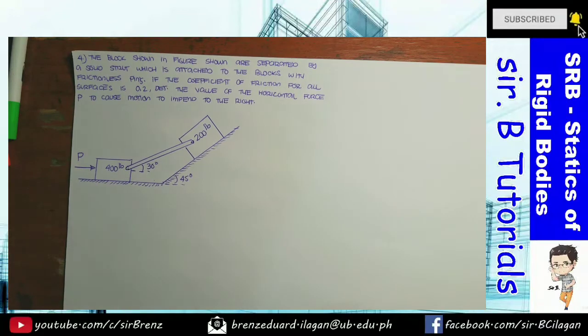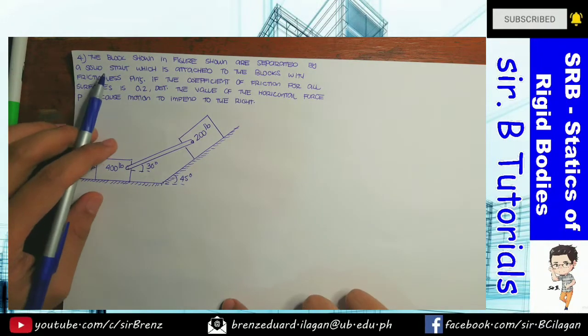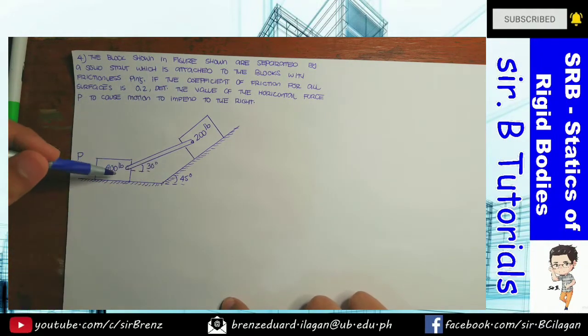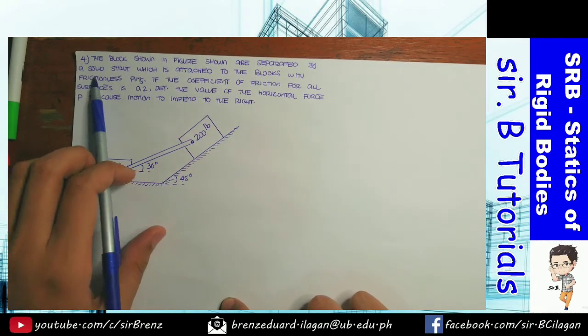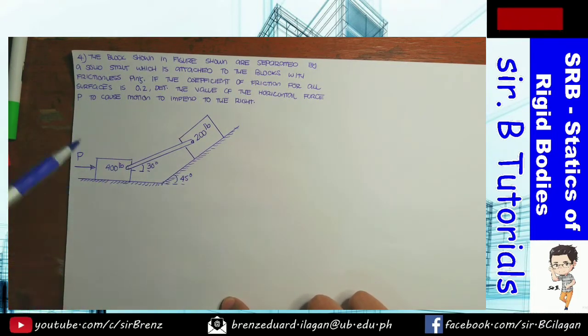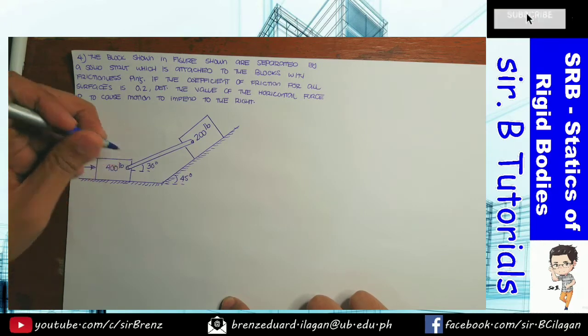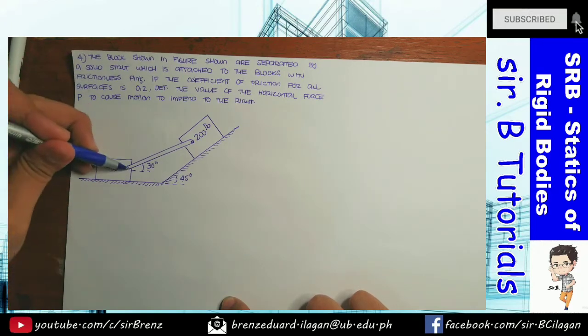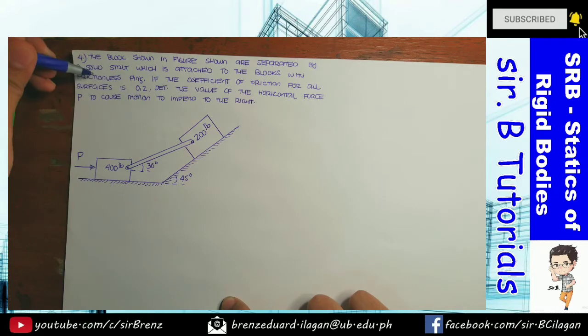Okay, so for problem number 4, we have here blocks, as shown in the figure, separated by a solid strut. So ito yung strut, which is attached to the blocks with a frictionless pin. So connected sila dito ng pin. Again, sinabi na frictionless yan.